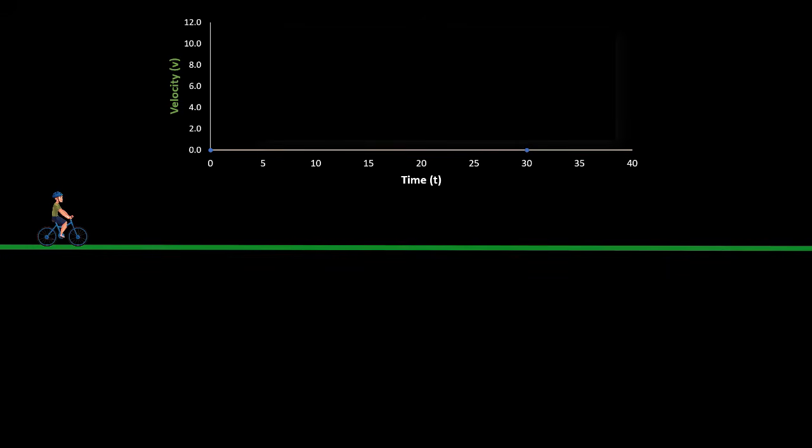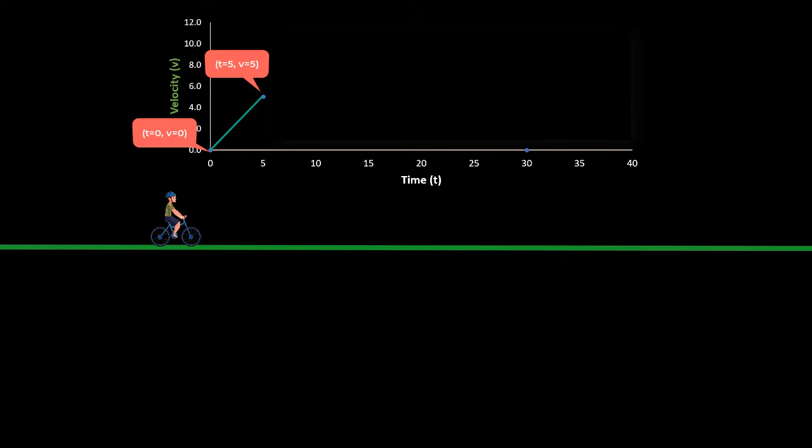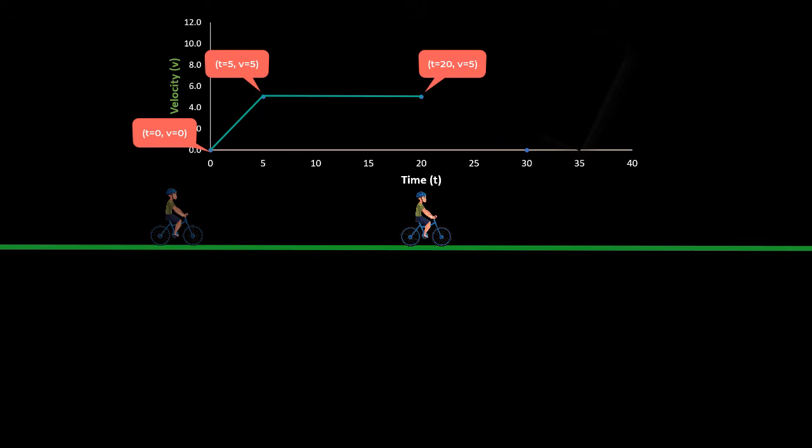So the cyclist moved from 0 meters per second to 5 meters per second in 5 seconds, and then he continued cycling at a constant velocity of 5 meters per second for 15 seconds. And then he reduced his velocity from 5 to 0 meters per second in 10 seconds.